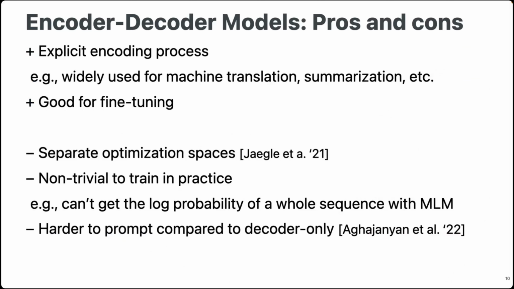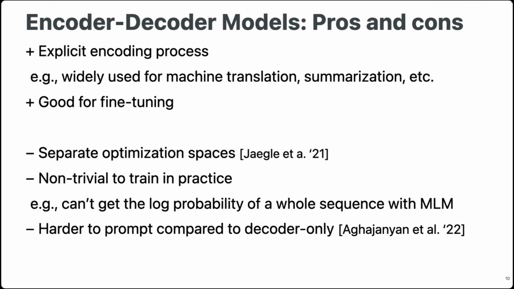But encoder-decoder models also have their pros and cons, right? As I said, we have two towers, and we have an explicit process of encoding the tokens. So this is good, right? It's widely used for machine translation, summarization, and so on. And people have found that it's really good for fine-tuning because we can train on multiple objectives. We can get rid of some tokens and predict those tokens to fine-tune our models.